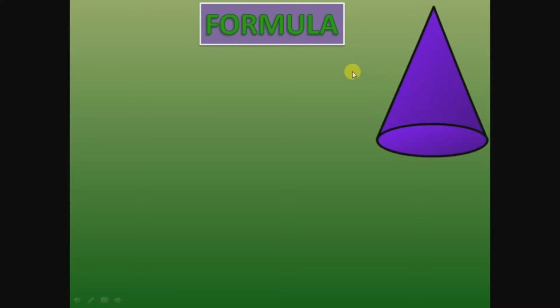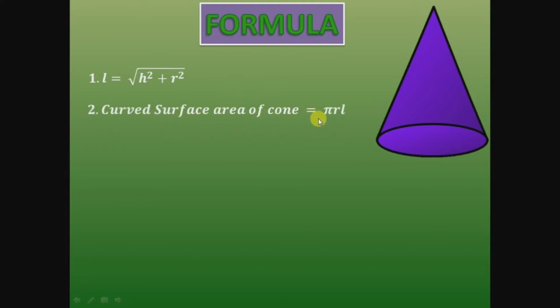Formulas of a cone. First is the slant height: L is equal to square root of h square plus r square. Number two, the curved surface area of a cone is equal to pi r l. Number three, the total surface area of a cone is pi r (l plus r). Total surface area means curved surface area plus area of the base.